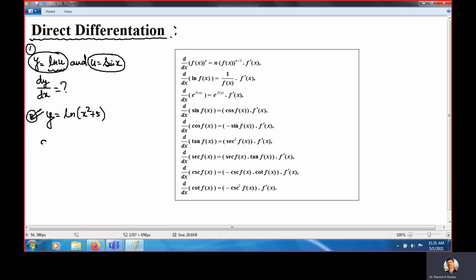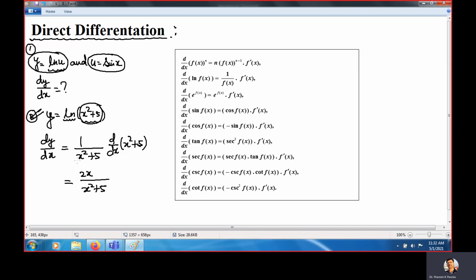How you can solve this question directly? It is dy by dx. First you need to differentiate the ln. And what is the meaning of ln? The meaning of ln is whatever is written here, it is 1 upon x square plus 5. And then whatever is written inside ln, you need to differentiate it with respect to x. And if you will differentiate x power 2, it is 2x, and 5 gives 0. So 2x upon x square plus 5.